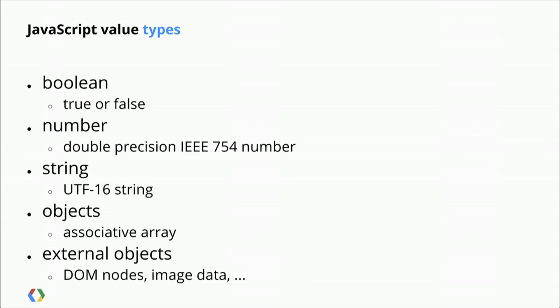There's booleans, there's numbers, there's strings, there's objects, and then there's external data. And you'll note that there's no arrays here, and that's actually because JavaScript as a language doesn't have arrays. They're built on top of the objects inside JavaScript. The keys are just the indexes into the array. But this is it. This is all that JavaScript has.